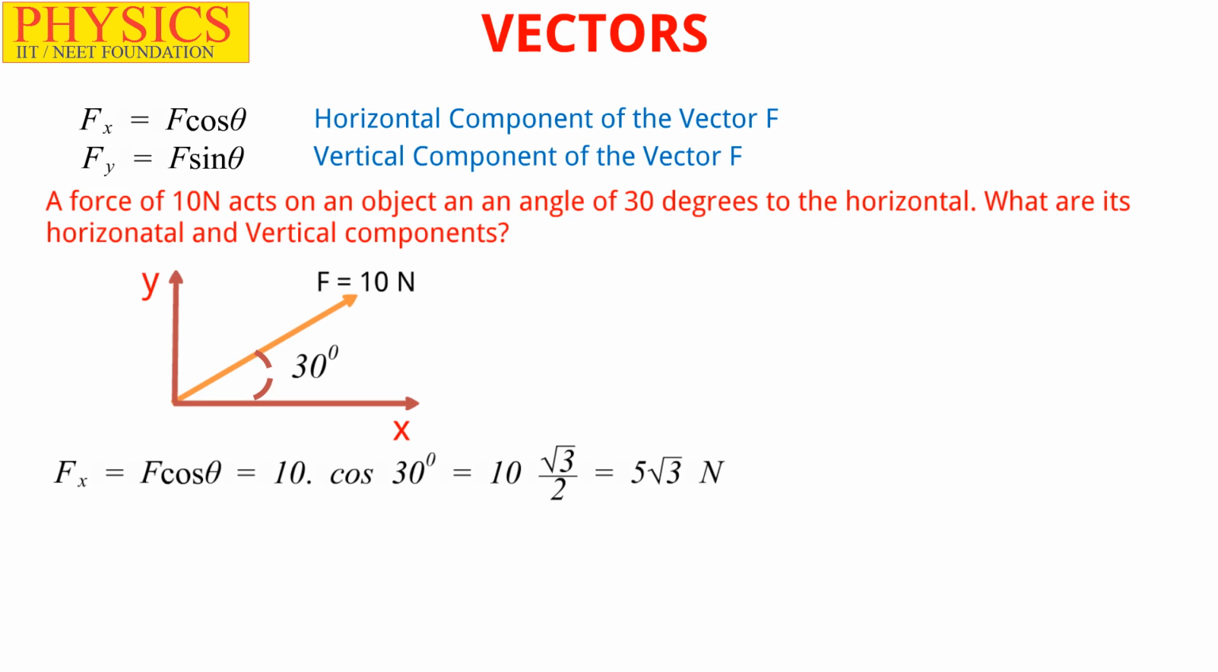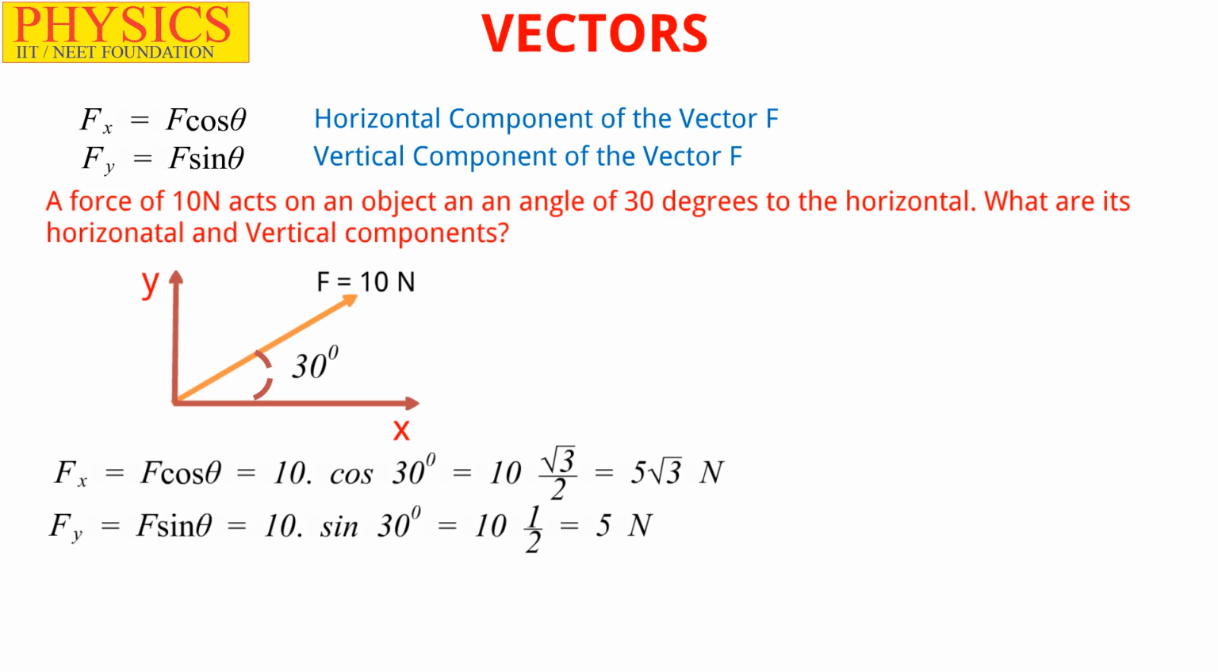What about the vertical component? Here Fy is equal to F sin theta. That is 10 into sin 30 degrees. Sin 30 value is 1 by 2. Therefore that is 5 Newtons. What is the force along the y-axis? 5 Newtons. Okay. This way we can calculate the horizontal and vertical components of a given vector.